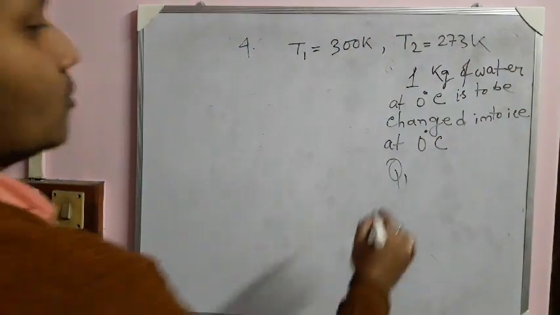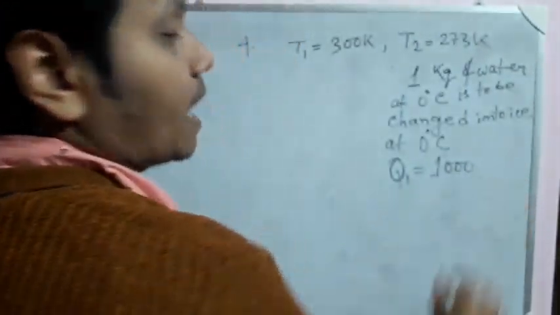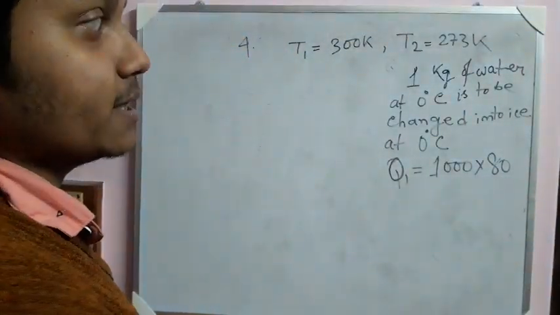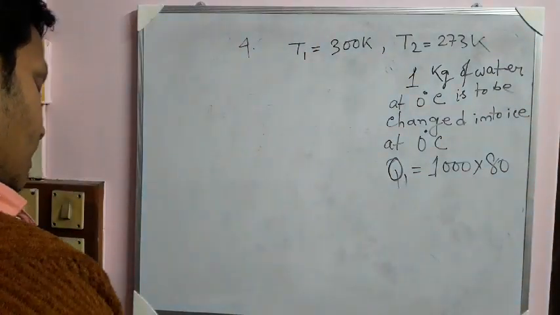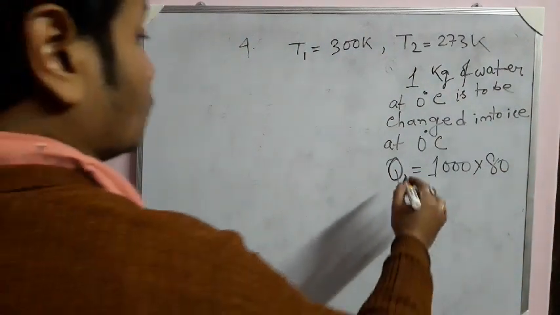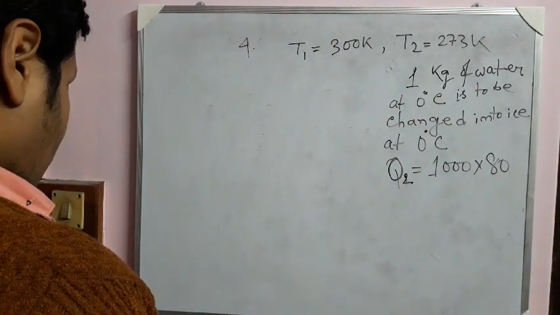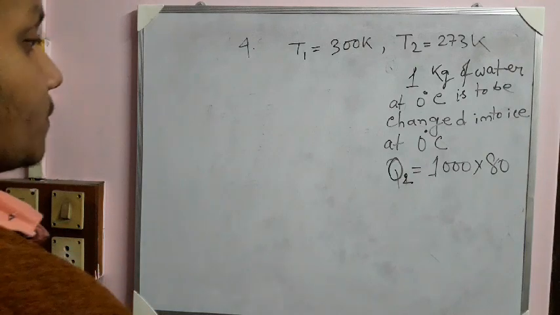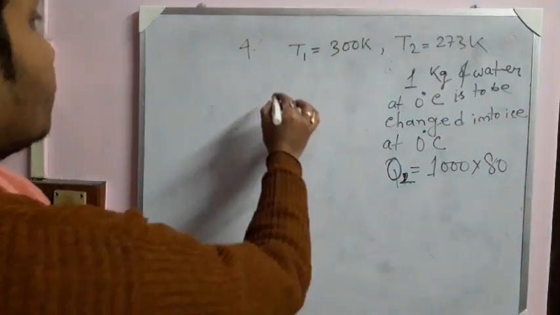We all know what the latent heat is in this case. 1 kg, that means 1000 gram, into 80 calorie per gram. That's why I converted it to gram. So this is, say, Q2. How many calories of heat are discarded at the room? Obviously, this is the Q2. This is given Q2.